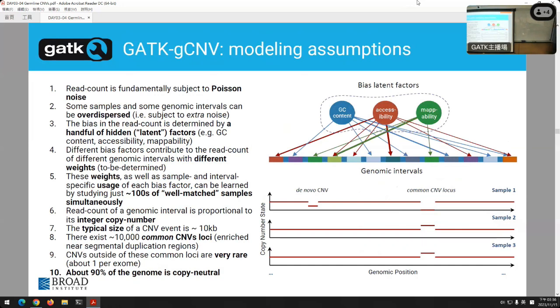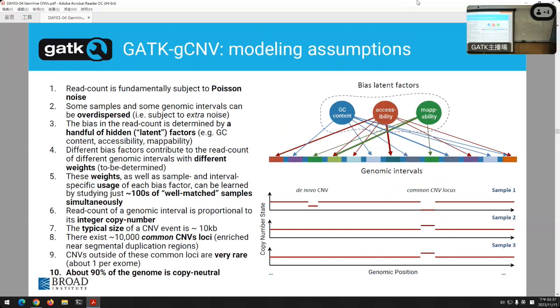Okay. Number 8 is talking about those recurrent CNV loci where copy number variation is actually quite common in the population. So remember, those repetitive regions can give rise to common copy number variants. On the bottom right hand figure, we see a common CNV locus where in multiple samples there are CNVs. There's a homozygous deletion, there's a heterozygous duplication in 2 samples. So there's a lot of variation in copy number at that common locus.